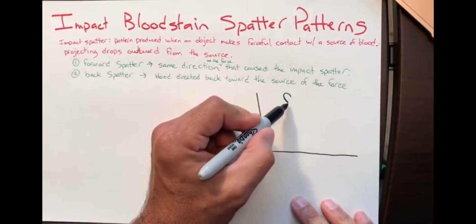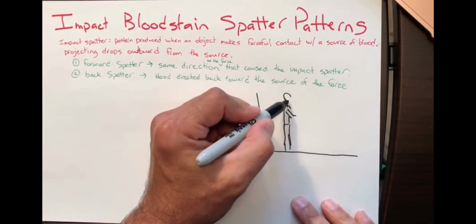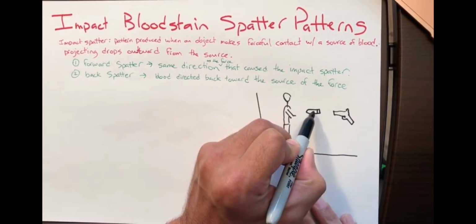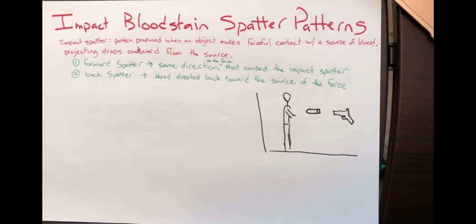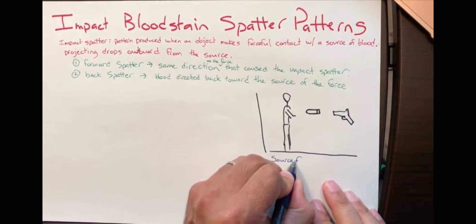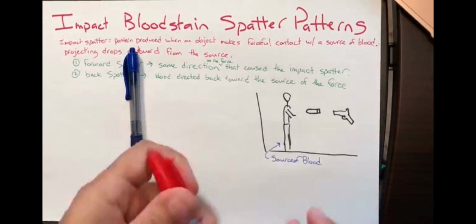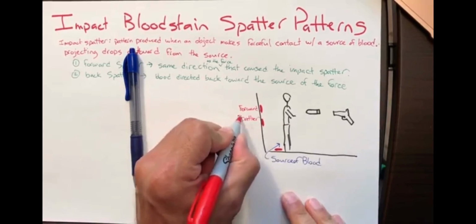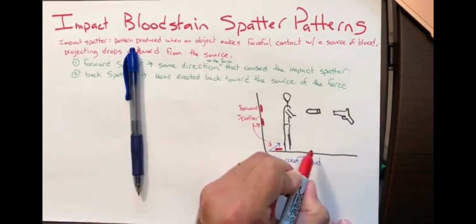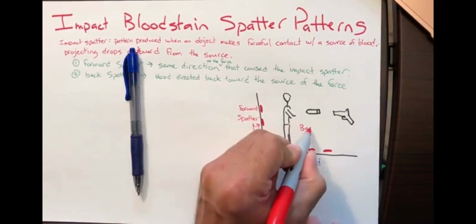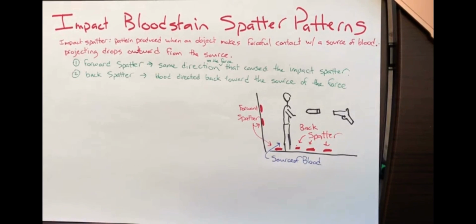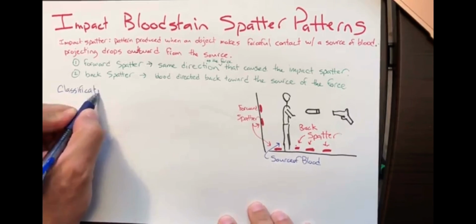So we did a little drawing here. We got a little dude here. Let's put a little gun, bullet. Okay. So the direction is going towards the left of our paper. Source of blood. Well, forward spatter would continue going in the same direction. So these 3 blood drops would be forward spatter. Back spatter would go back towards the direction from which the impact came from. So that would be on the right side there. Forward spatter, back spatter.